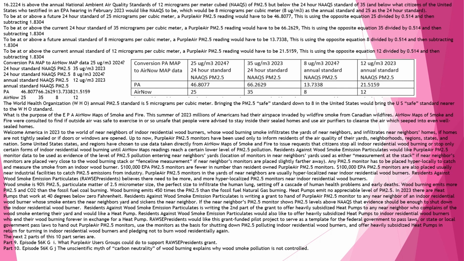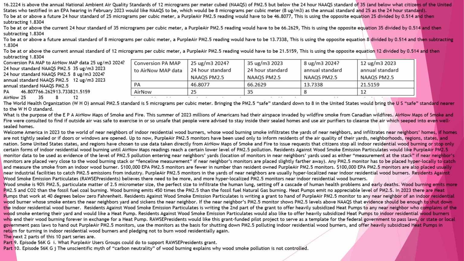To be at or above a future annual standard of 8 micrograms per cubic meter, a PurpleAir PM2.5 reading would have to be 13.7338. This is using the opposite equation, 8 divided by 0.514 and then subtracting 1.8304.